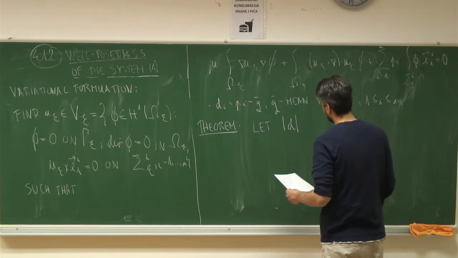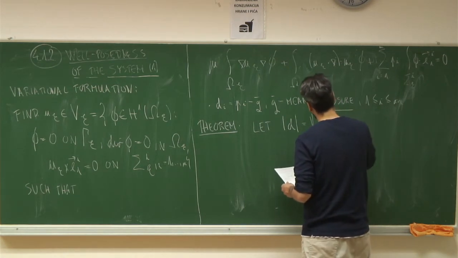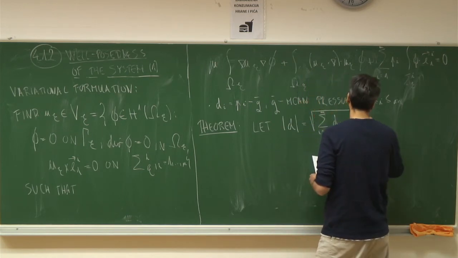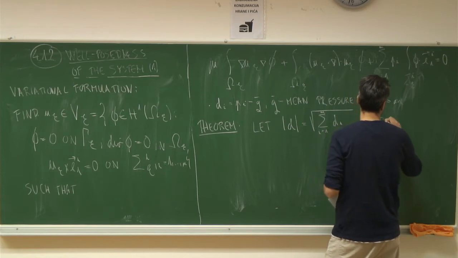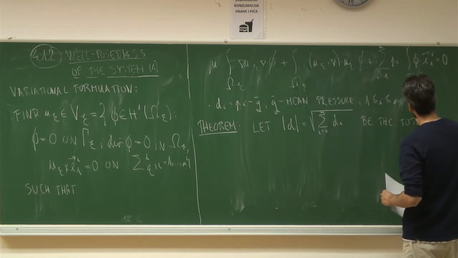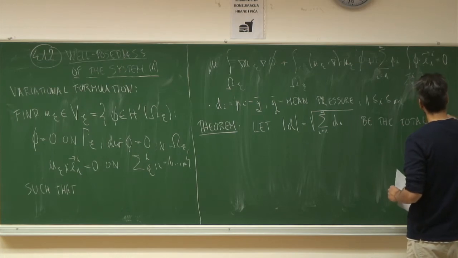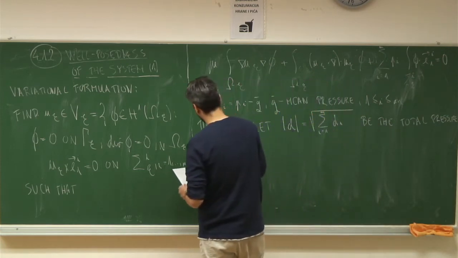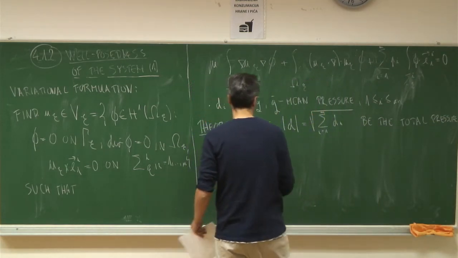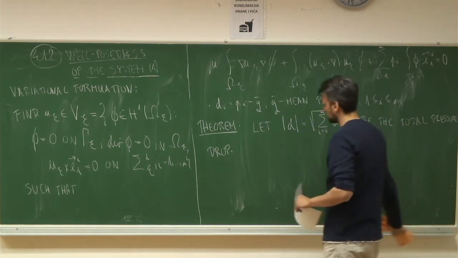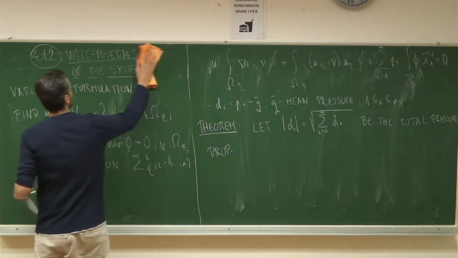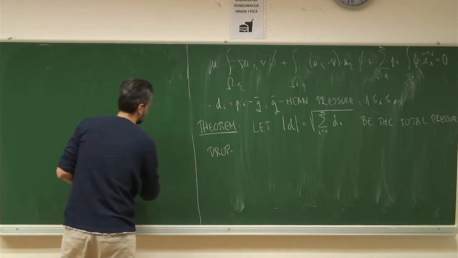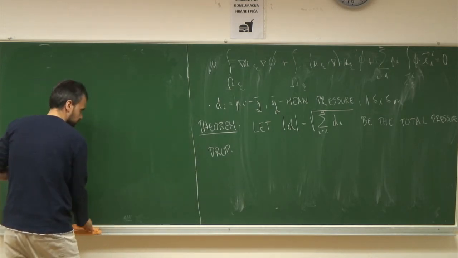So let this d be the square root of the sum of di. So let this be, let's say, the total pressure drop. So you need to have this total pressure drop times epsilon squared be, let's say, small enough. So this is, of course, a technical assumption that you need for your proof to go through.